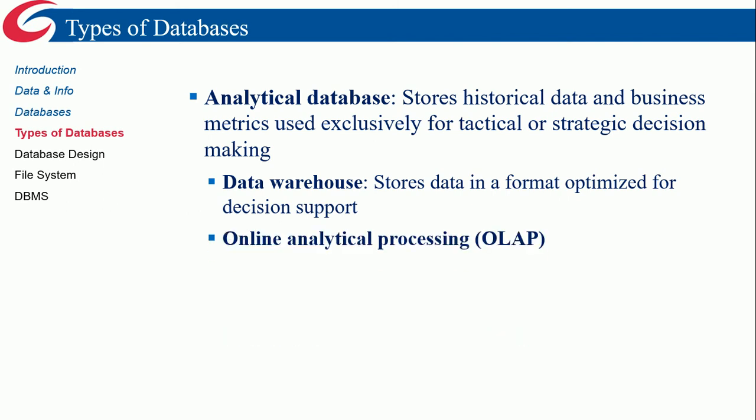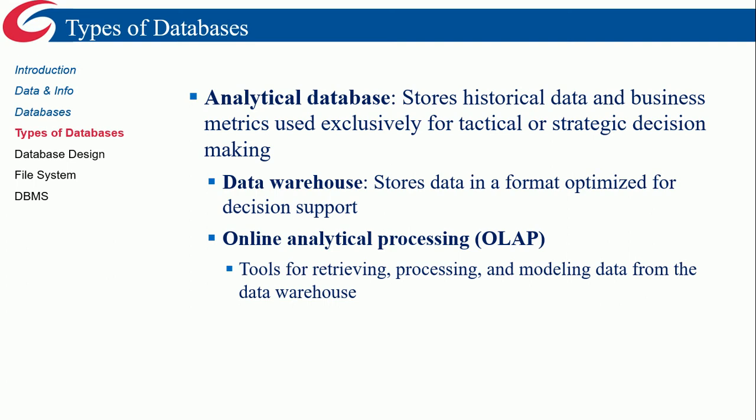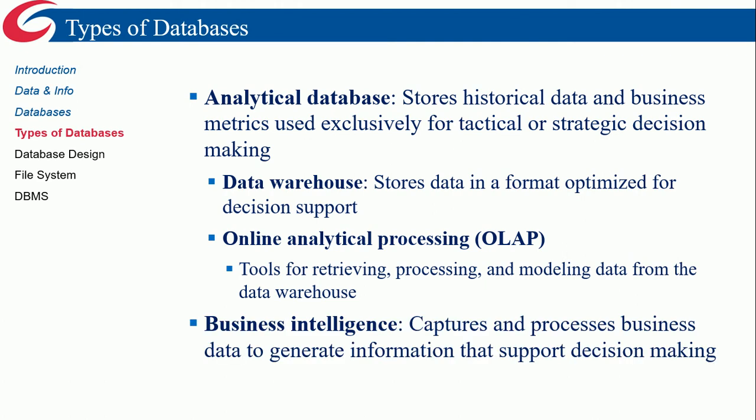You'll also hear the term online analytical processing, or OLAP, and basically the purpose of OLAP, which works hand in hand with data warehousing, is that it gives you the tools to process and model data from that data warehouse. So OLAP and data warehouses work very closely together. And then there's business intelligence, which captures and processes business data to generate information that supports decision making. And SAP, I use that term again, is a company that has some platforms and a database engine that can do that.